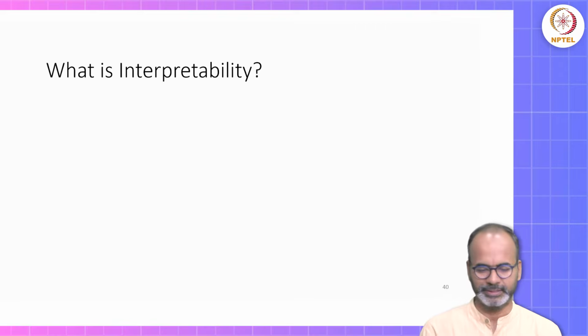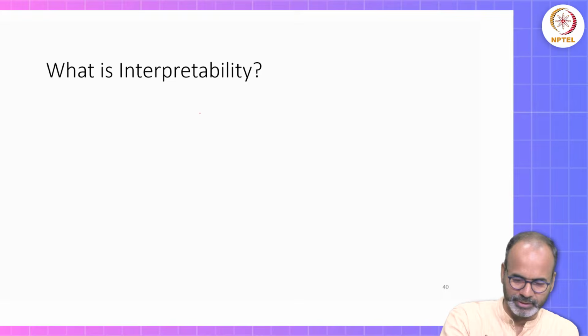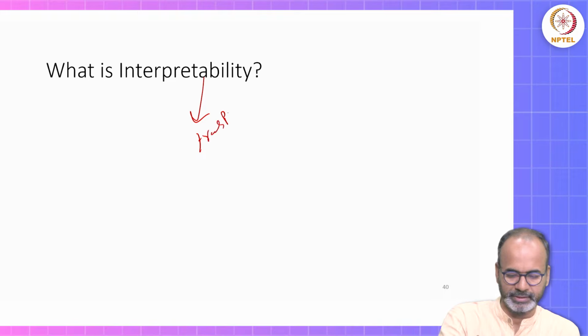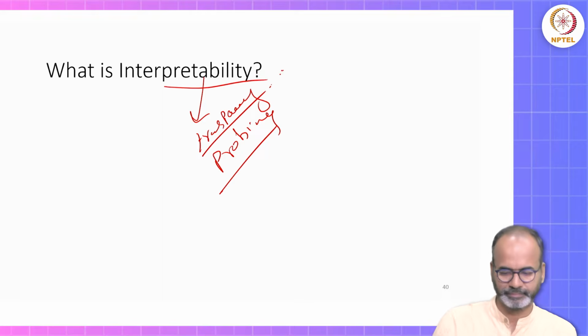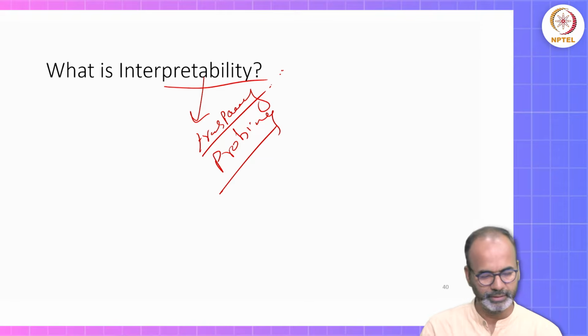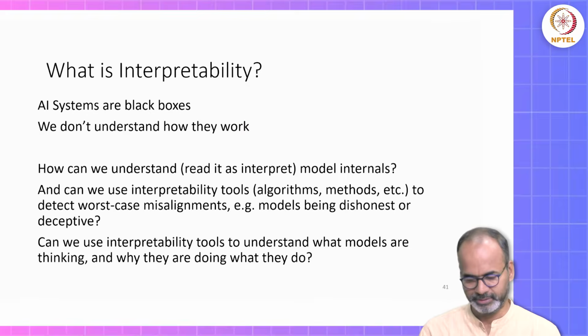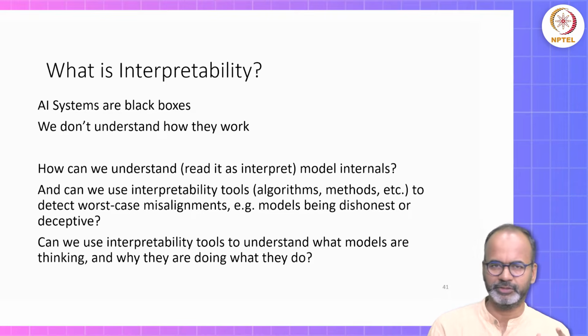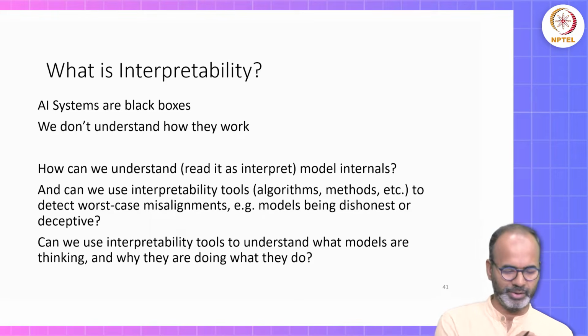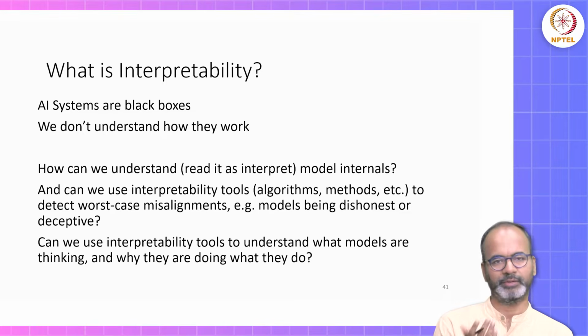So that's about transparency. Again, I mentioned these three words: multiple words are there, interpretability, transparency, and then there is also probing that we'll see. All of these are very interlinked. So what is interpretability? Interpretability has very similar definitions to transparency that we saw. All AI systems are black boxes. We don't understand how they work. How can we understand is the question. The internals of the models is the question.